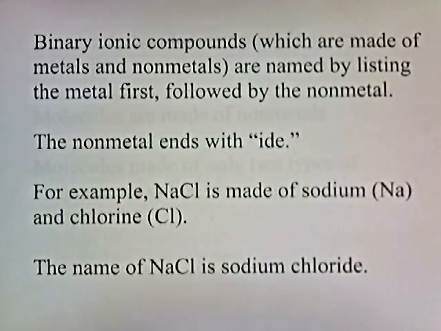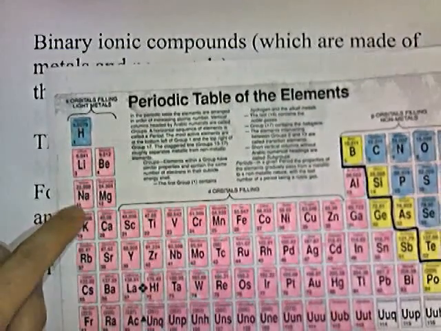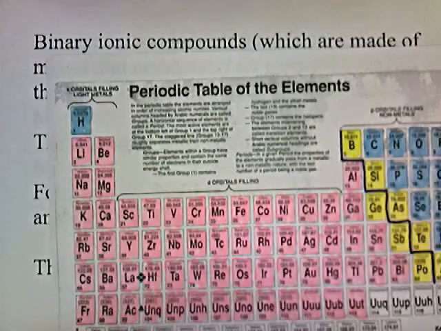Binary ionic compounds, which are made of metals and nonmetals, are named by listing the metal first, followed by the nonmetal. The nonmetal ends with "ide." For example, NaCl is made of sodium, Na, and chlorine, Cl. So the name of NaCl is sodium chloride. That's between a metal, sodium, and a nonmetal, chlorine, on this side of the chart.